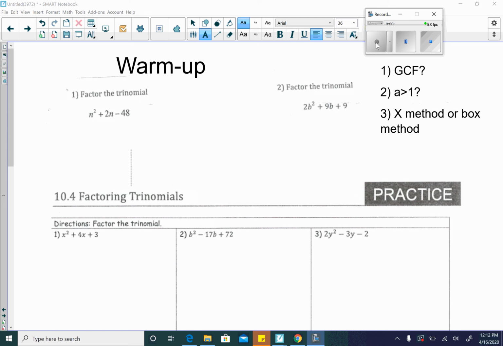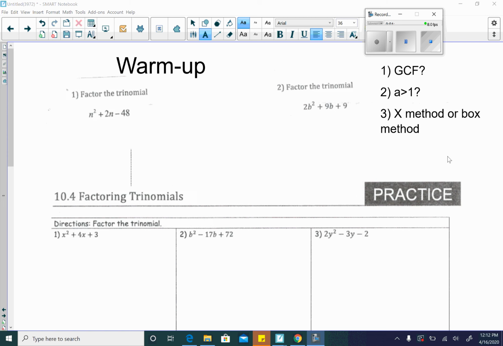If you do understand it, this will be some good affirmation for you. I gave you some hints here. The steps that you're taking as you're going through these problems: the first thing you should always be asking yourself is, is there a GCF that I can take out? If there is, you automatically take it out. Then you're asking yourself, is A greater than 1? If it's just 1, you can set up the X method. But if it's greater than 1, we have to use one of our box methods. So please pause the video for a second and follow these steps, try it out, and press play when you're ready.